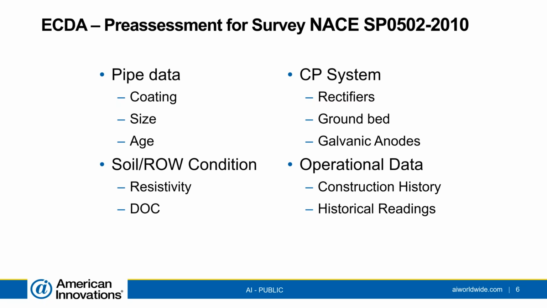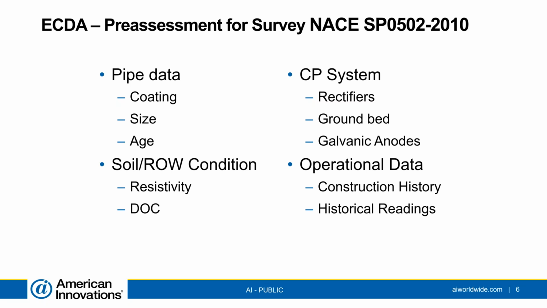Soil and right-of-way condition. So what is that right of way like? Is it well maintained? Is this going through a residential area, commercial area? Are we going to have to cross roads? What's the soil resistivity? This is something that's vastly different whether you're surveying out in West Texas or down in Louisiana. It can really affect the CP system and how it's tuned. What's the depth of cover along this line? And we'll talk a little bit about recording, the easy way to record depth of cover, later on.